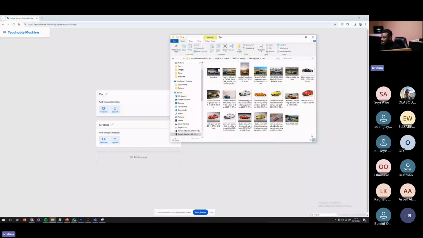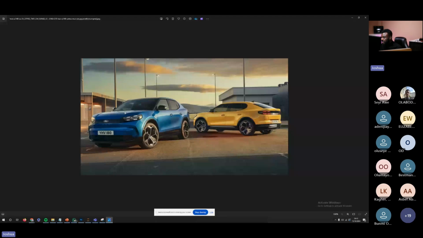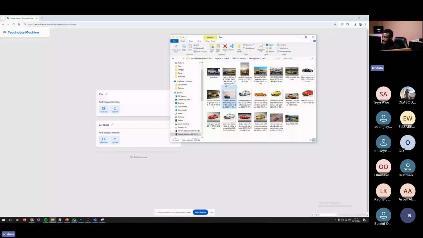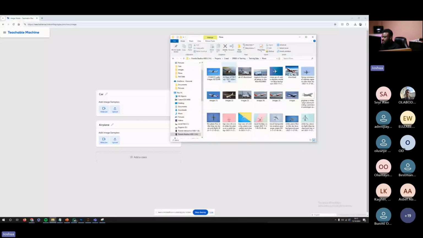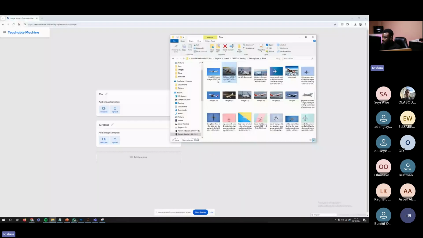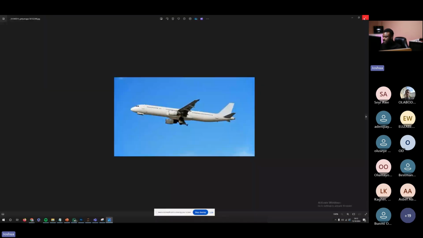As you can see, we have cars in different ways. We have an image that shows two cars in one image. Some of them is just a car alone. Some of them is a car in the rain. So this is what the AI will try to use to learn what a car is. And then we have images of planes as well. This plane is flying over a sea. This plane is flying over a blue sky. This is a plain blue sky. So we'll give these images to it so it can learn.